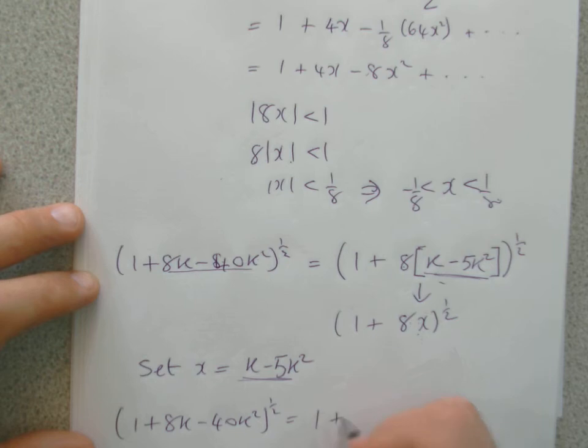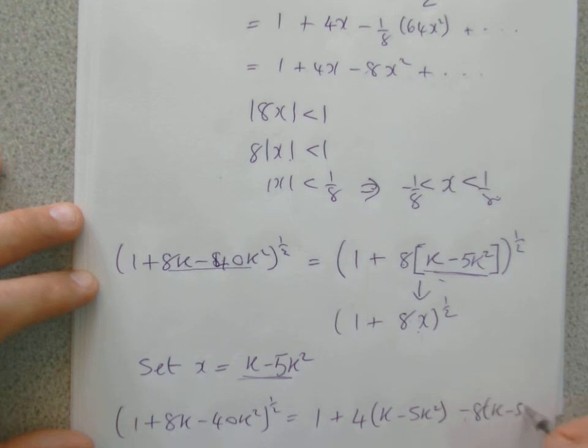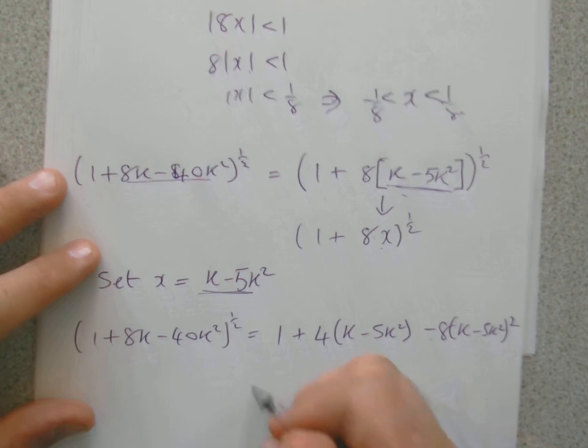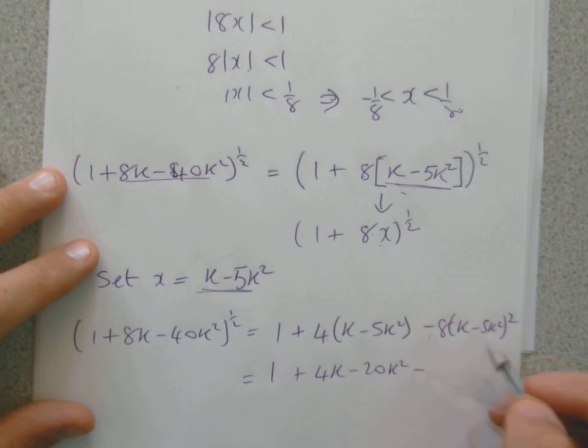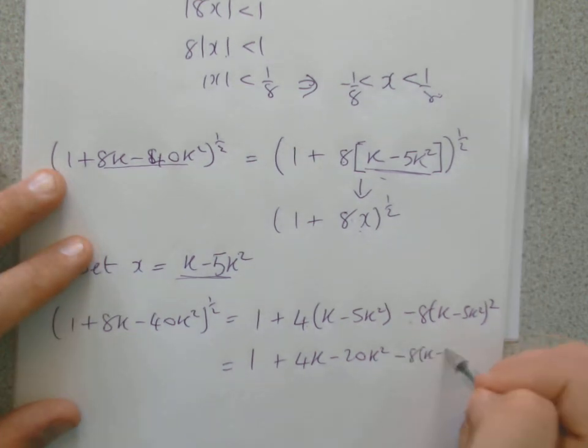So I'll have 1 plus 4, and then put x to be k minus 5k squared, minus then 8, bracket k minus 5k squared, all squared. So that's your x squared. Then all you've got to do is expand, all you've got to do is multiply out. So we've got 1 here, plus then, that becomes 4k, that becomes minus 20k squared. You need to then multiply out this bracket. Now, for FOIL here, we need to write this bracket twice.